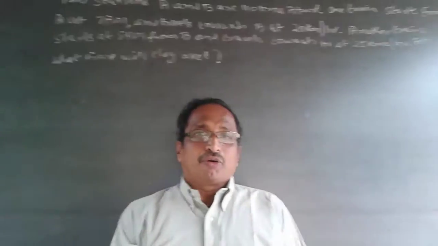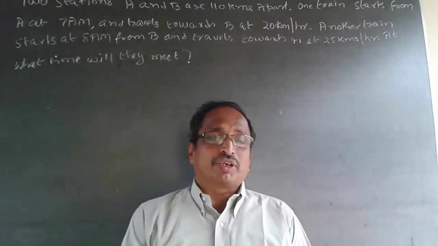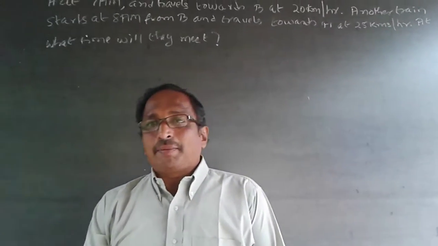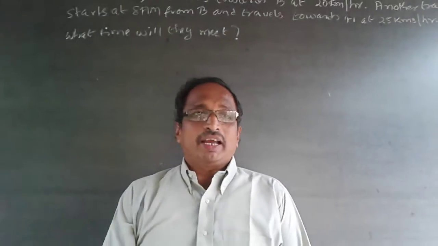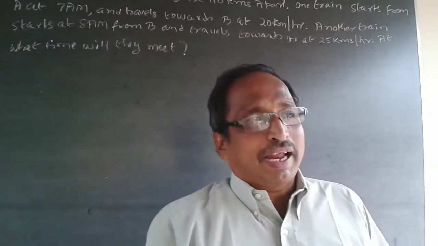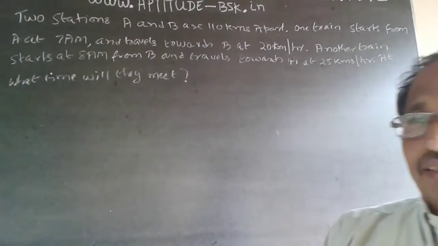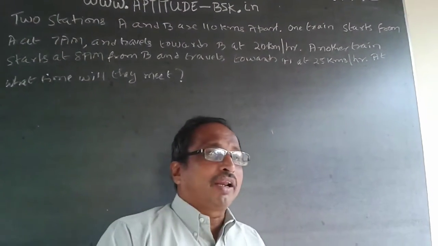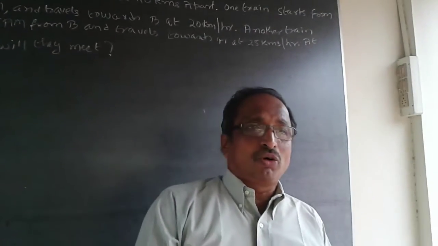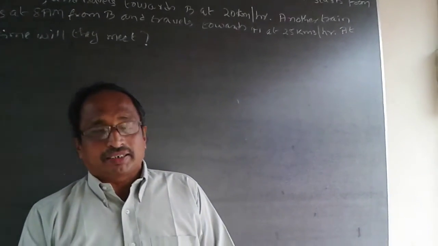So this is a quantitative aptitude question on speed, time, distance. Some might call it a train problem, but anything is speed, time, distance. So here two trains are going to travel in the opposite direction.